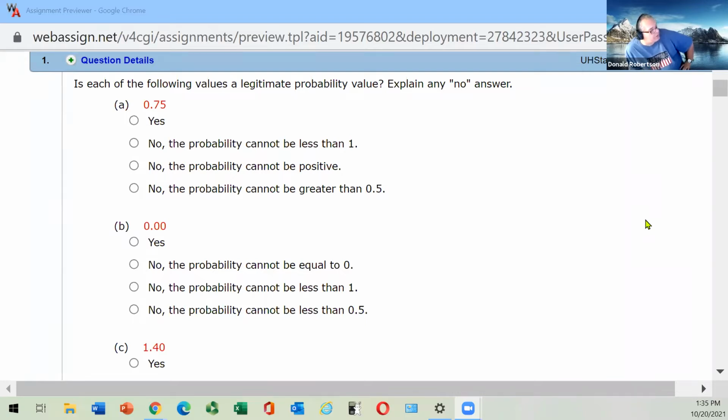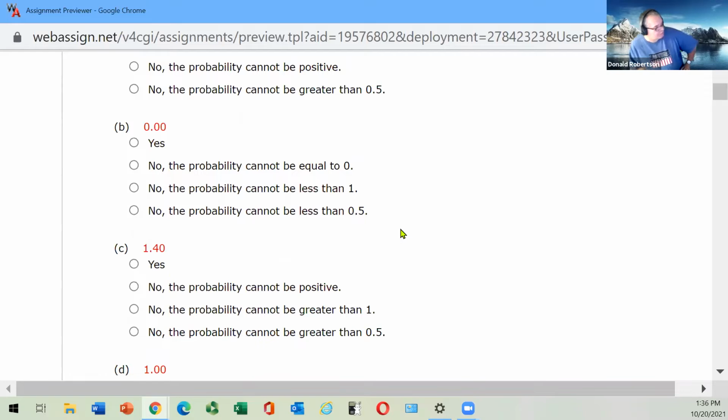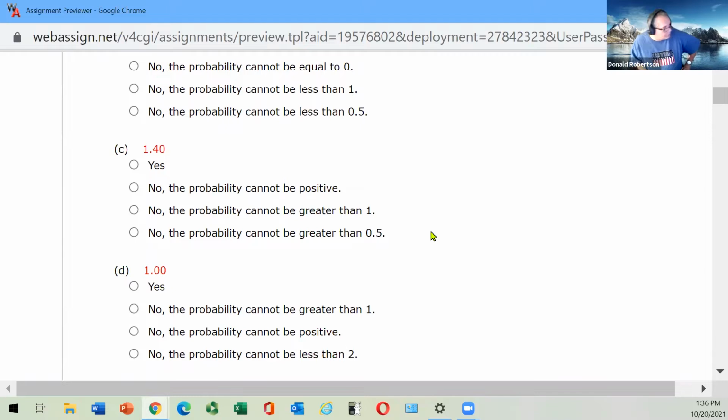So here we go. In each of the following, which are legitimate values for a probability, and explain why if it's a no. Is 0.75 a possible number that you could get in a probability? Yeah. And so your answer is yes. See, don't overthink it. Is 0 a possible answer for a probability? Yeah. Doesn't that just mean it ain't going to happen, whatever it is they're talking about?